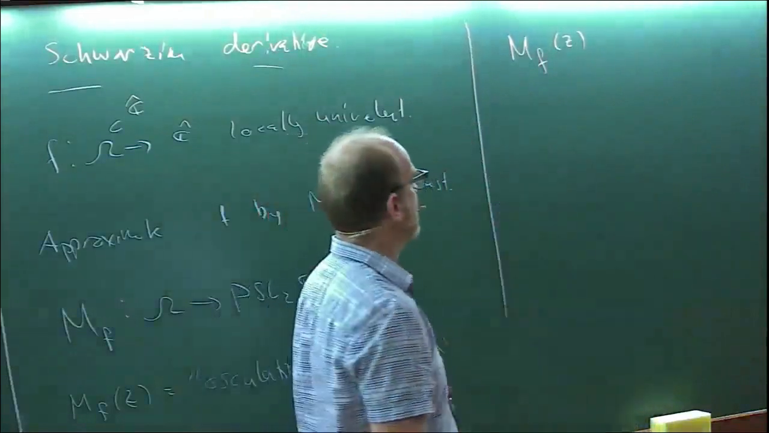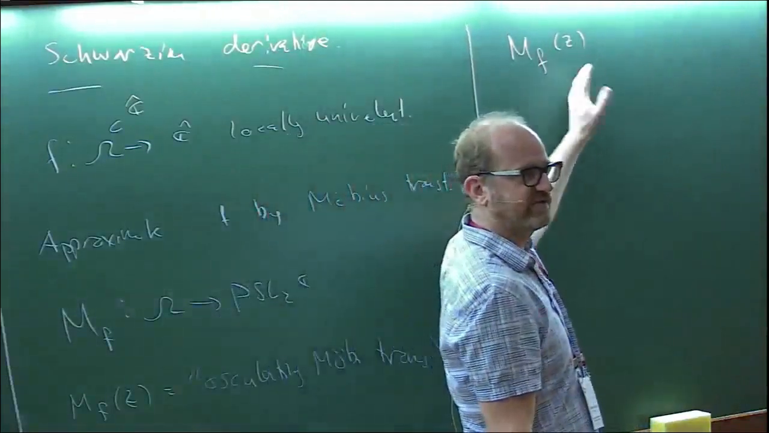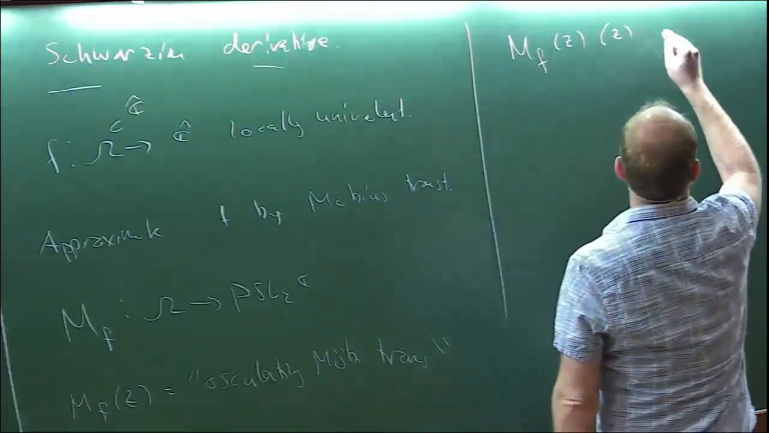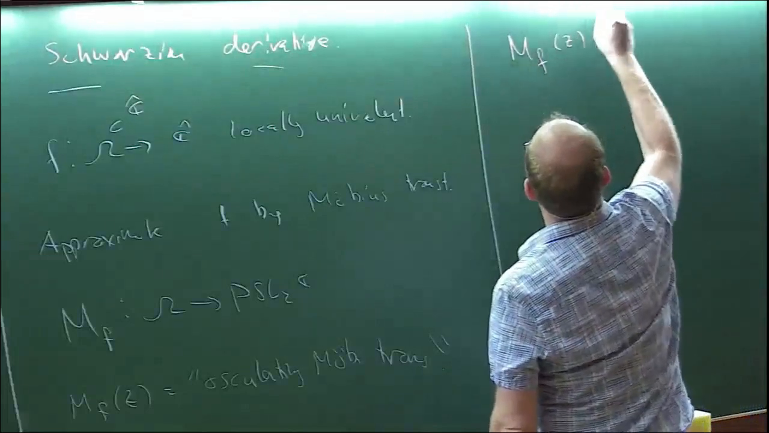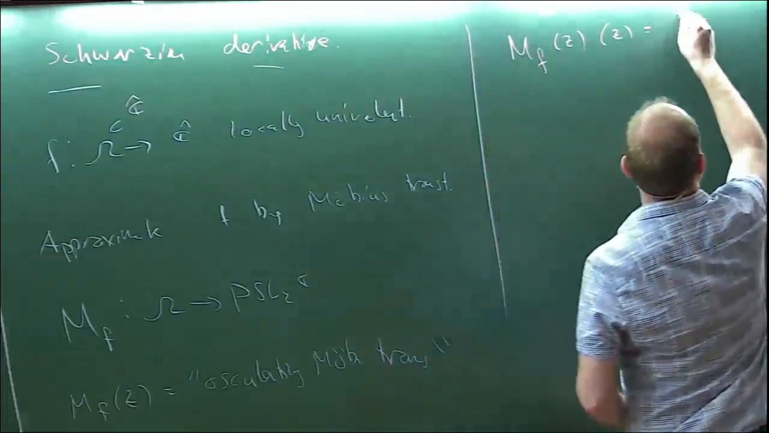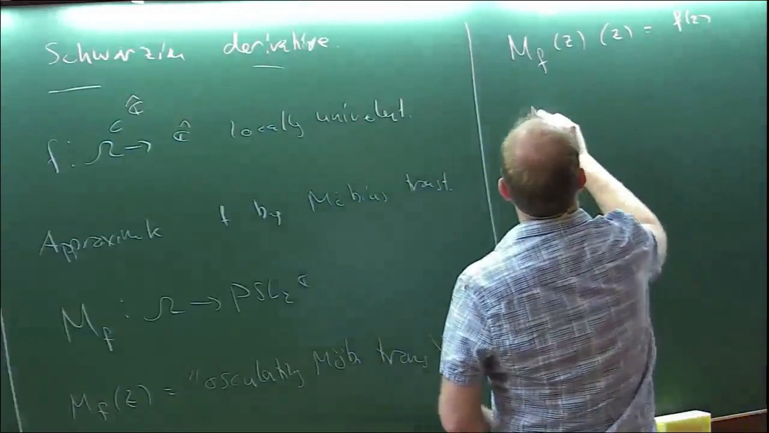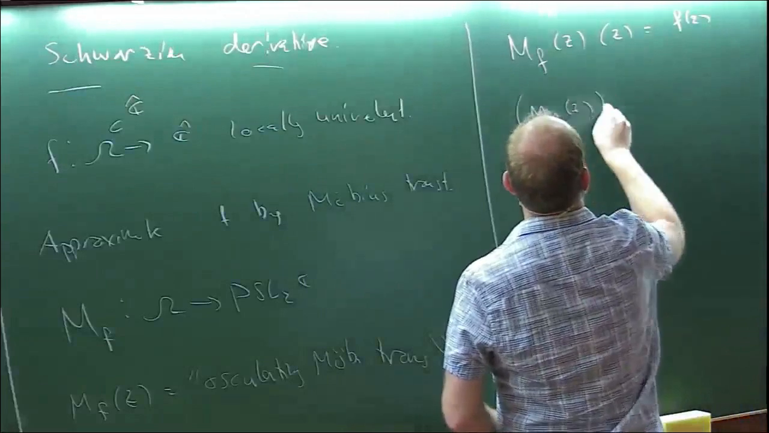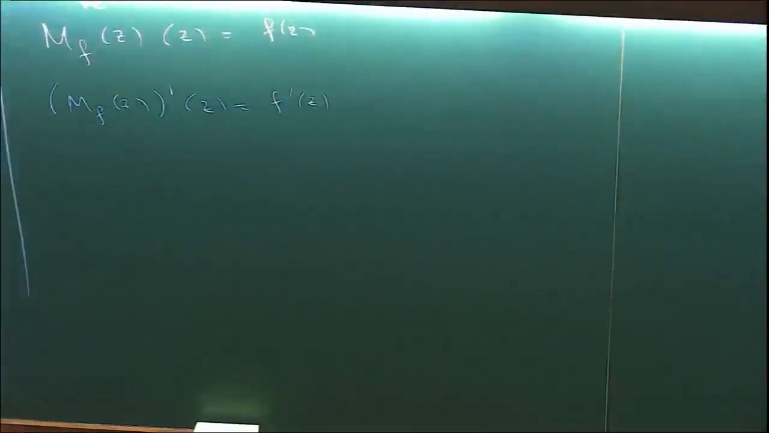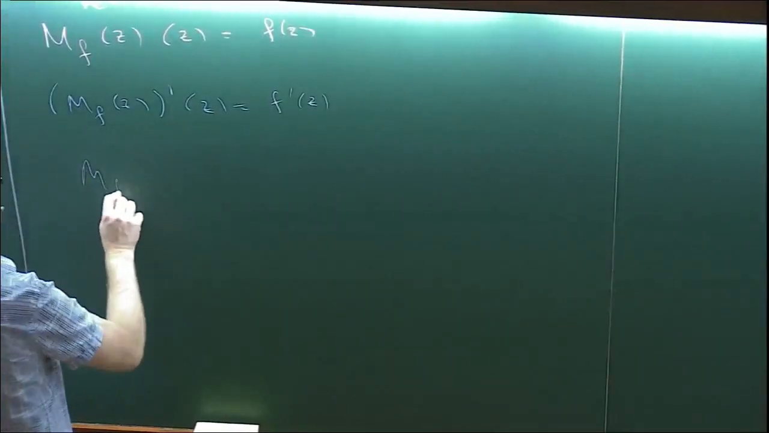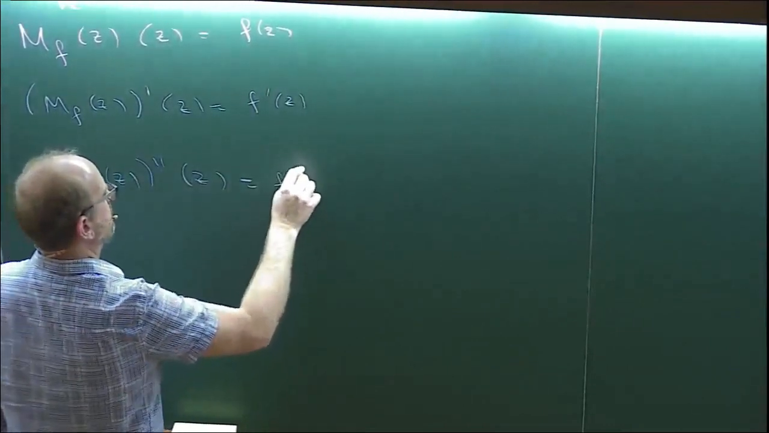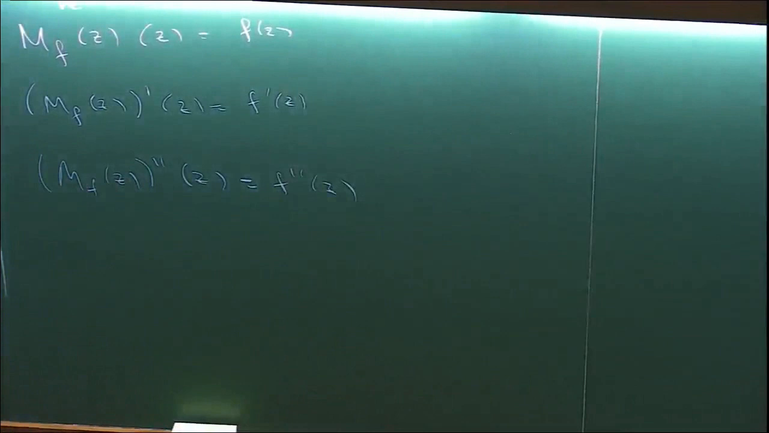So I can plug in an element of C into this. This is a function on C hat, so in particular, I can plug Z into it. The definition of how this is chosen is that when I take this Mobius transformation and evaluate it at Z, I get F of Z. When I take the complex derivative of this and evaluate it at C, I get the derivative of f at C. And when I take the second derivative, that should be the second derivative of f at C.